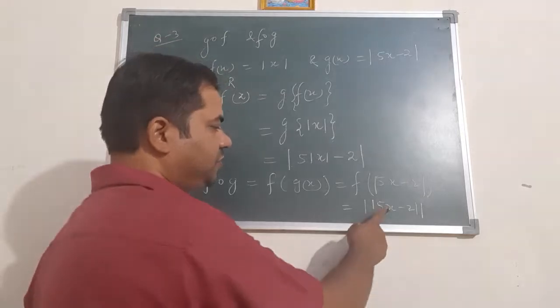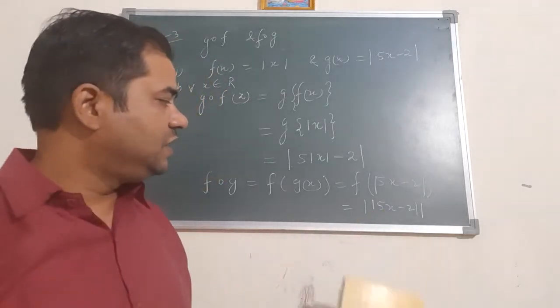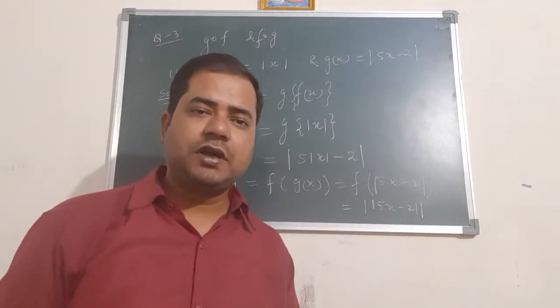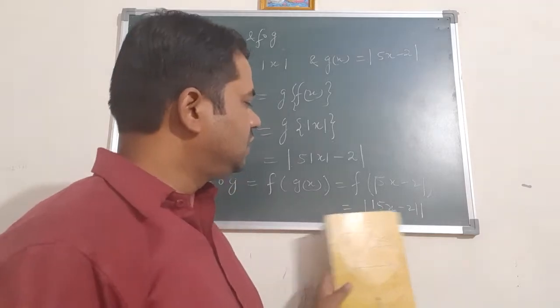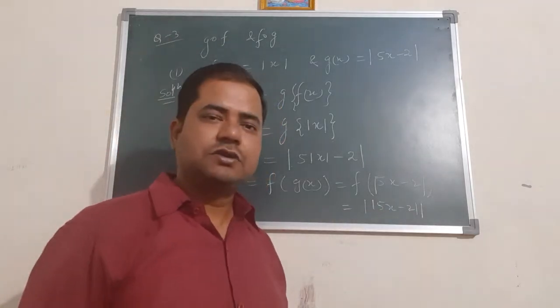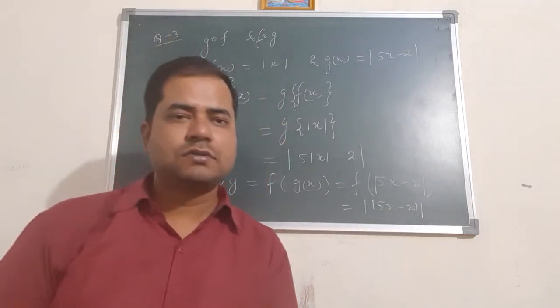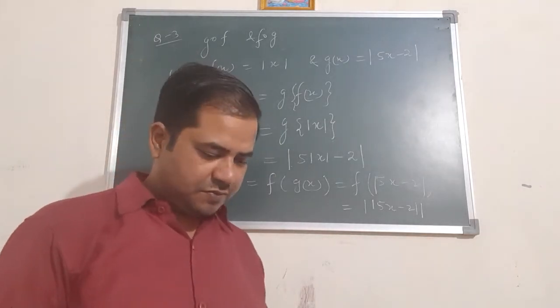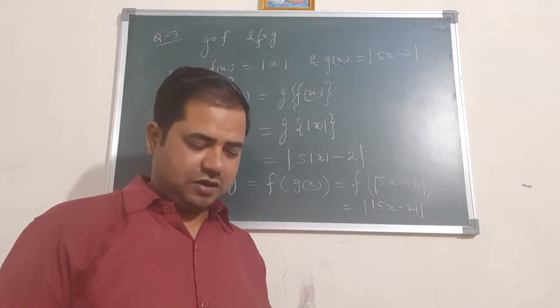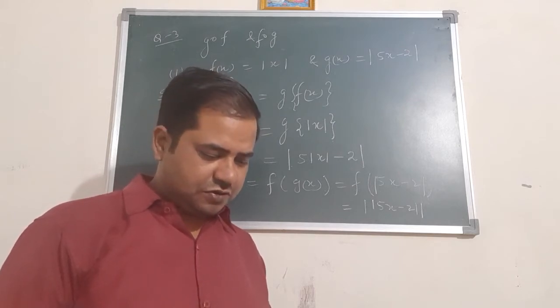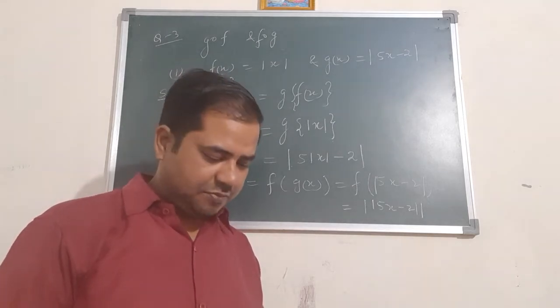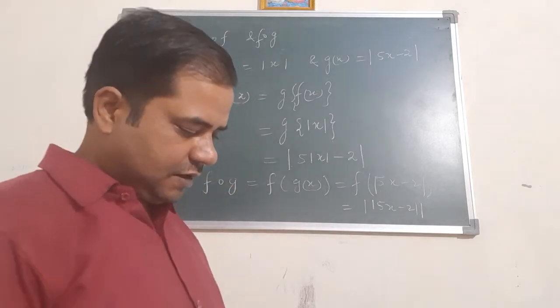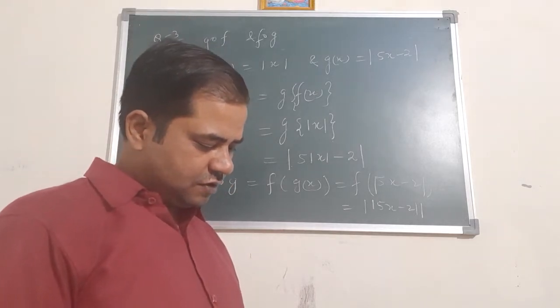This question may be in your NCERT book. The answer given is only mod of 5x minus 2, so don't get confused. It is like this. Next one is also a very important question. The second part you can do yourself. Question number 3, second part.